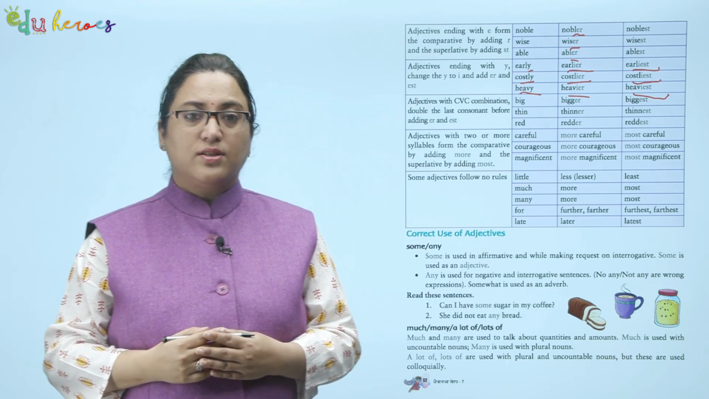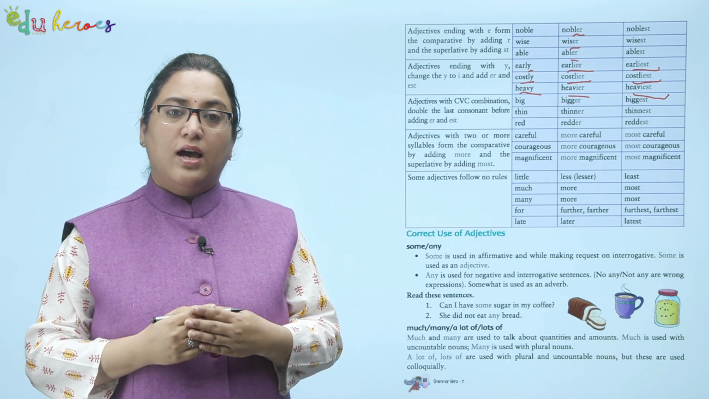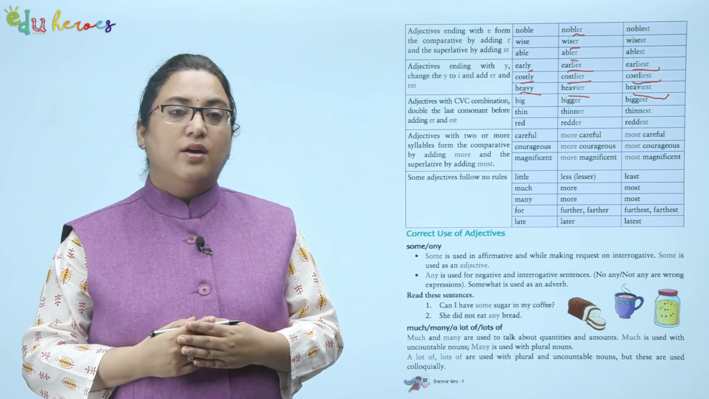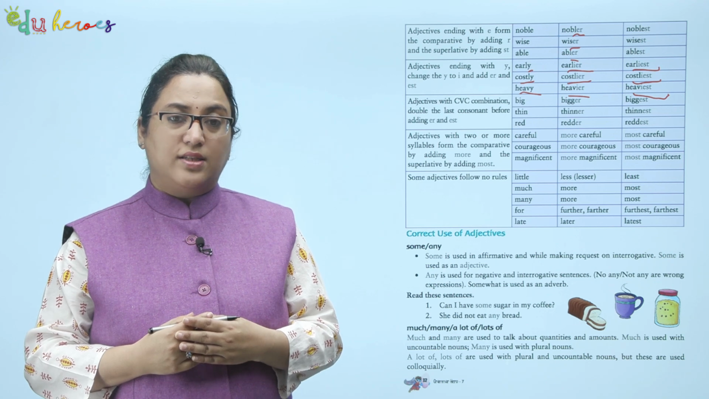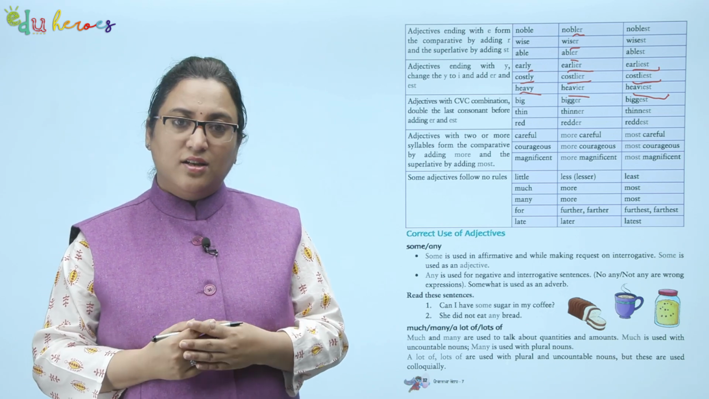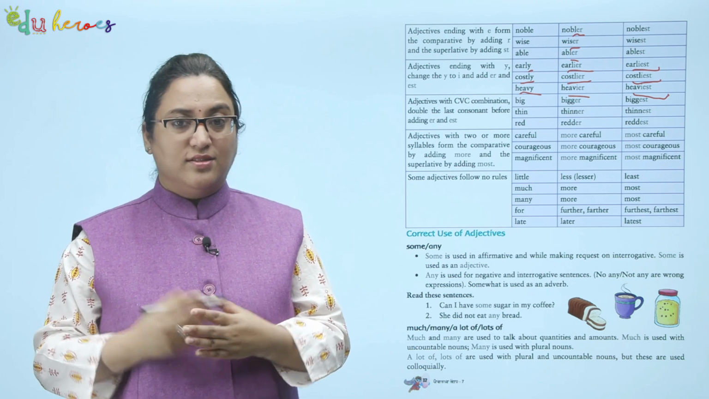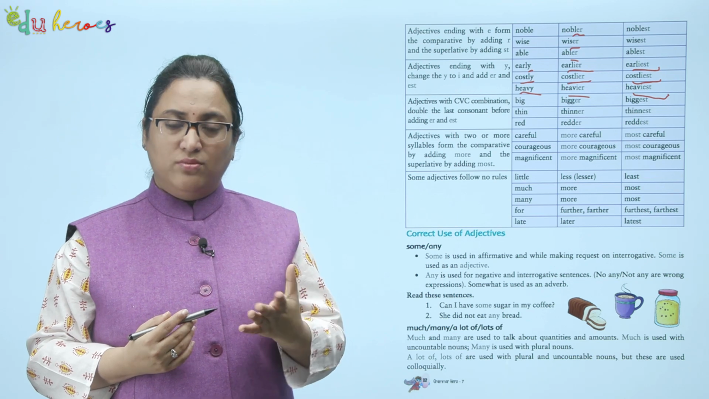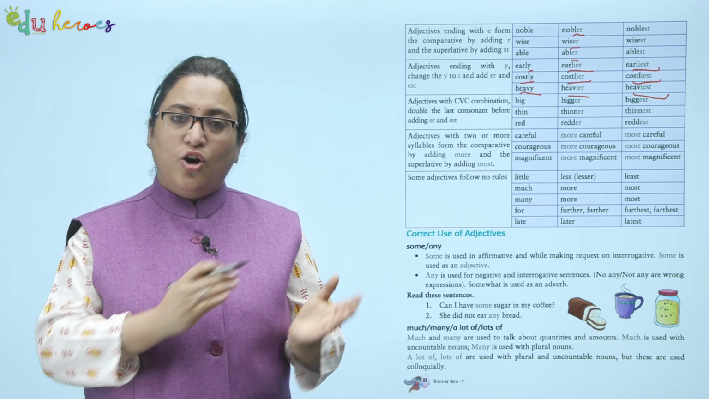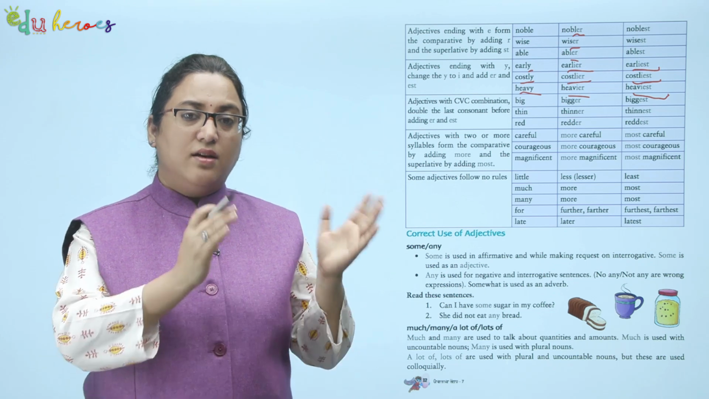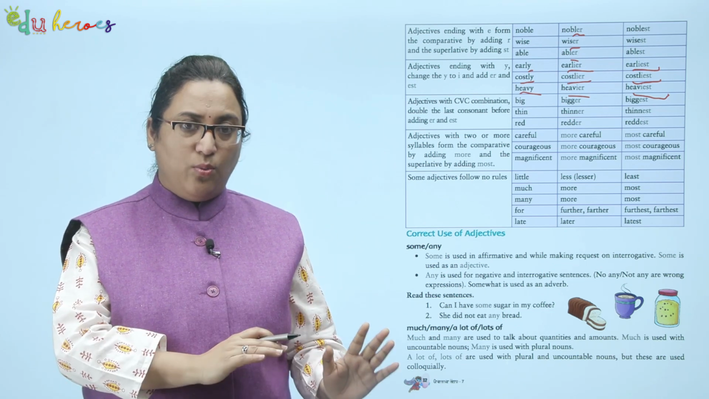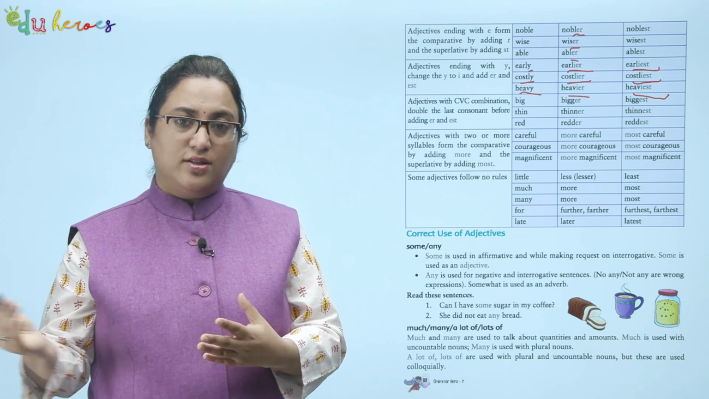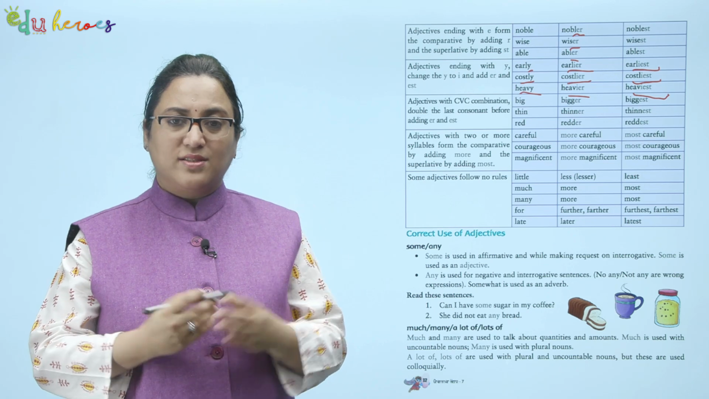Another category is with adjectives having CVC combination. Double the last consonant before adding er and est. So CVC here means consonant, vowel, consonant. What are the 5 vowels, children? A, E, I, O, U. And what are consonants? All the letters besides these 5 vowels are called consonants. So we have many consonants but only 5 vowels.